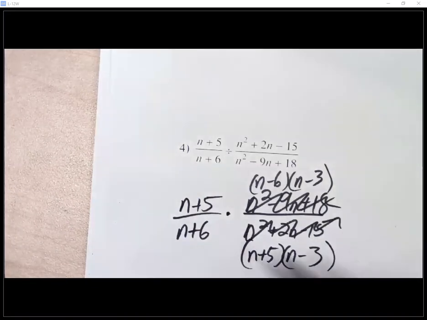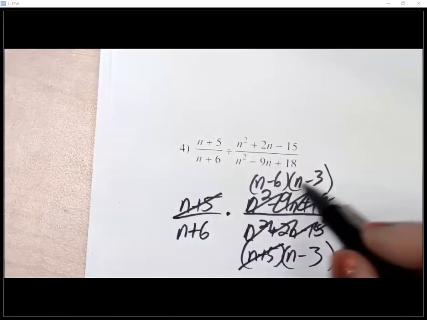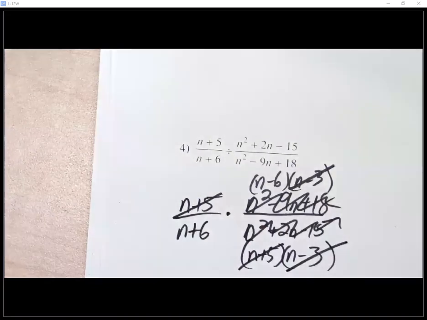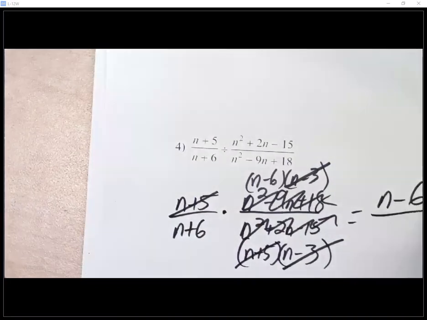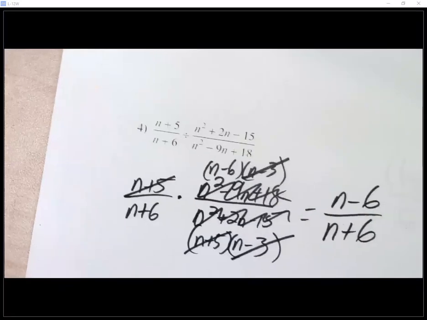N plus 5's cancel. N minus 3's cancel. Can you do anything with that n minus 6 and that n plus 6? No, they're not the same. And I can't make them the same. So there's my answer. Done with number 4. So far, so good?